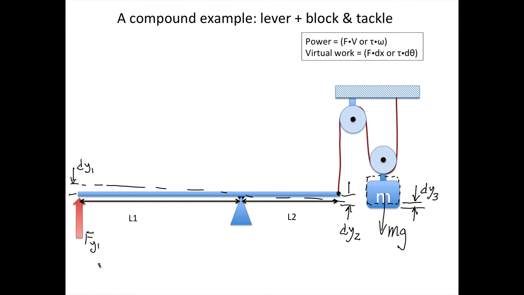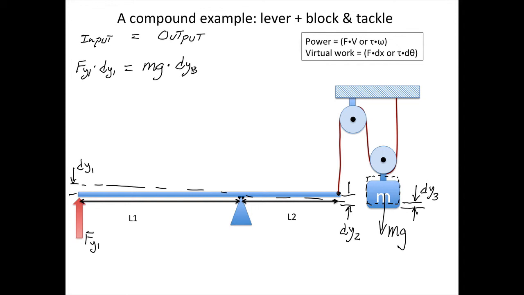So what do we have? We say that the input is equal to the output. Therefore, Fy1 times dy1 has to be equal to mg times dy3. So if we know mg and we're trying to solve for Fy1, all we have to do is find the relationship between dy1 and dy3.